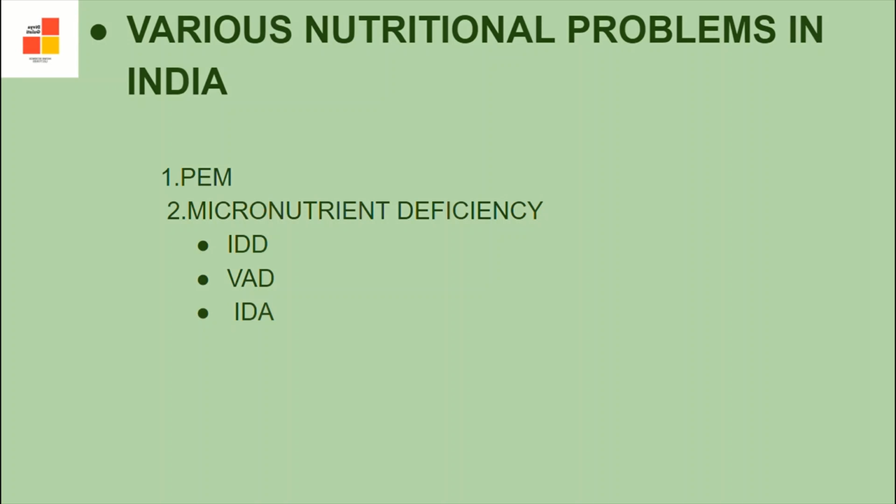If we talk about micronutrient deficiency, it is called hidden hunger. If the diet is deficient in micronutrients like iron, vitamin A, zinc, this may lead to IDD, iodine deficiency disorder, vitamin A deficiency and iron deficiency anemia.